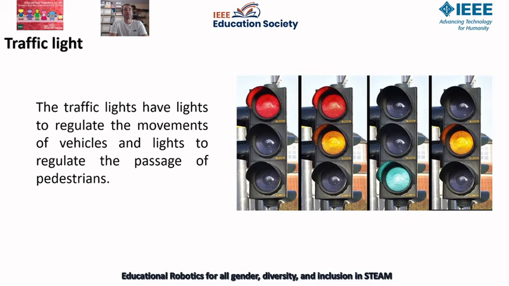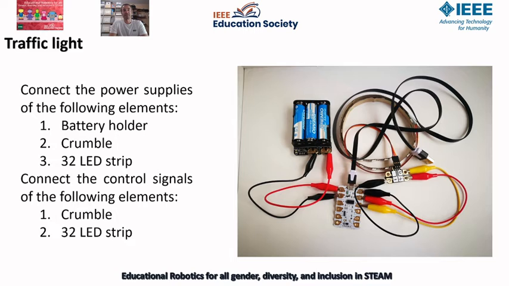The traffic light has lights to regulate the movements of vehicles and lights to regulate the passage of pedestrians. For this learning scenario using Crumble, you can connect the power supplies of the following elements: the battery holder, the Crumble, and the 32 LED strip, in the same way that it is shown in the image. And you can connect the control signals of the following elements: the Crumble and the 32 LED strip. The power supplies are connected to the ports marked with the plus and minus signs, and the control signal is the D port from the Crumble.